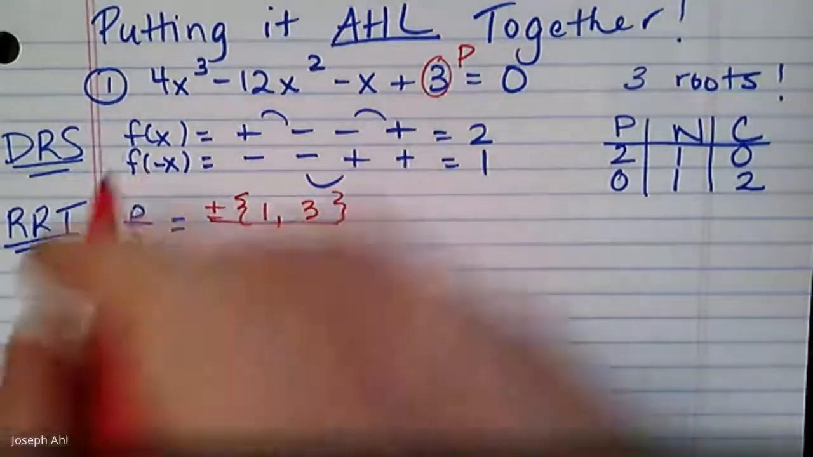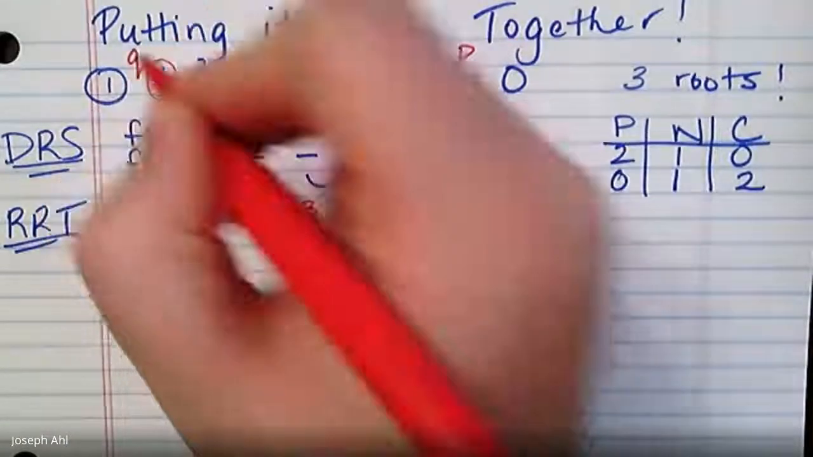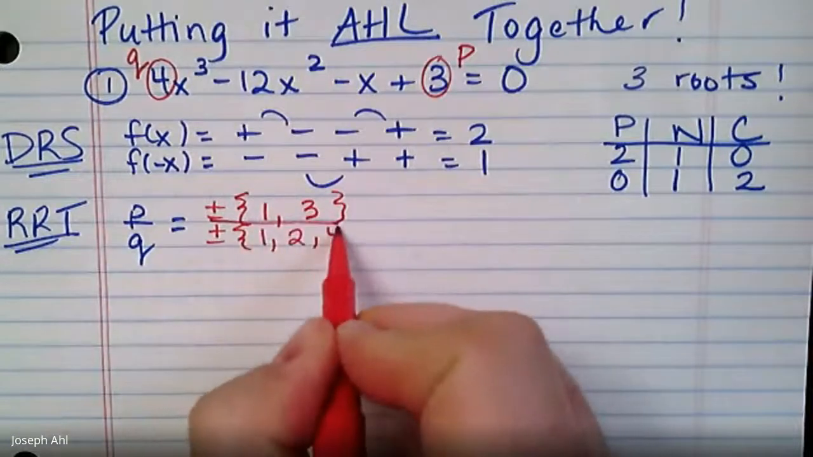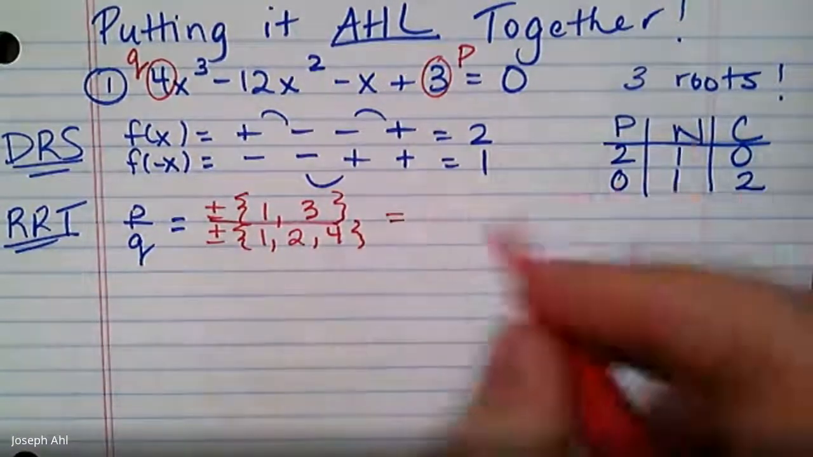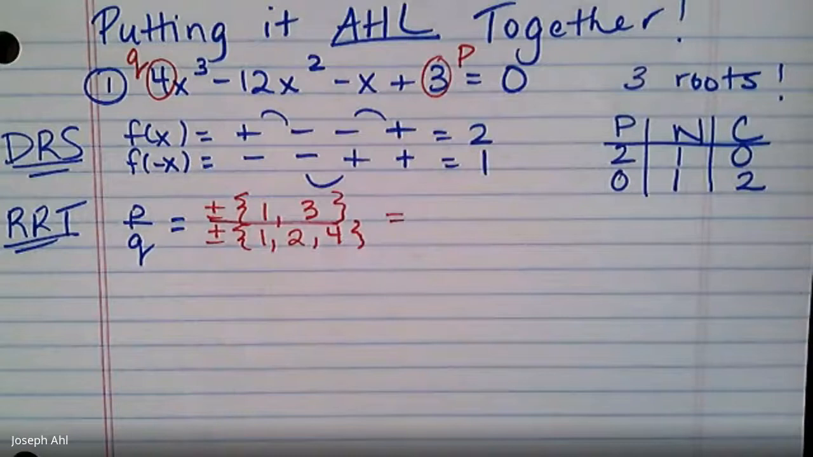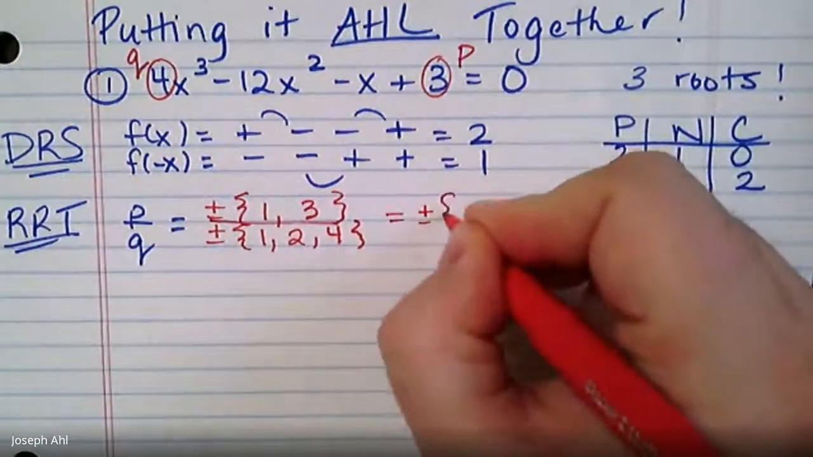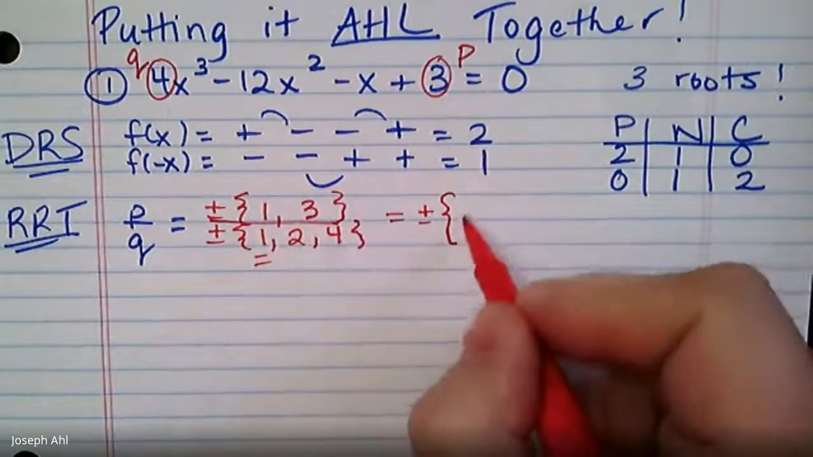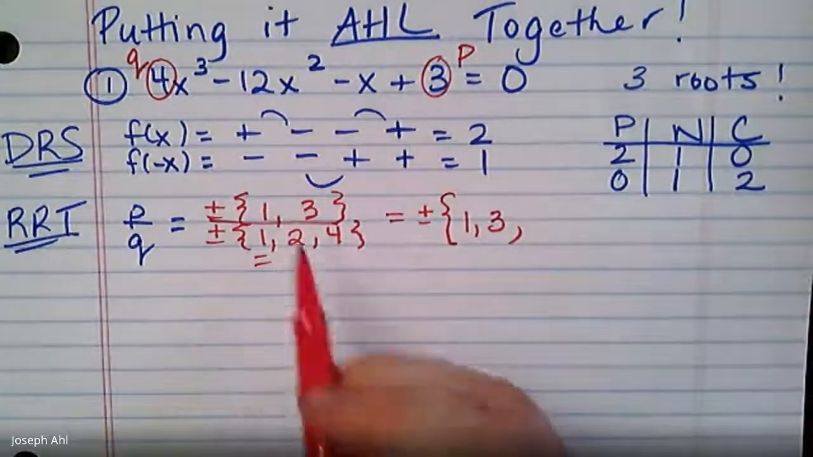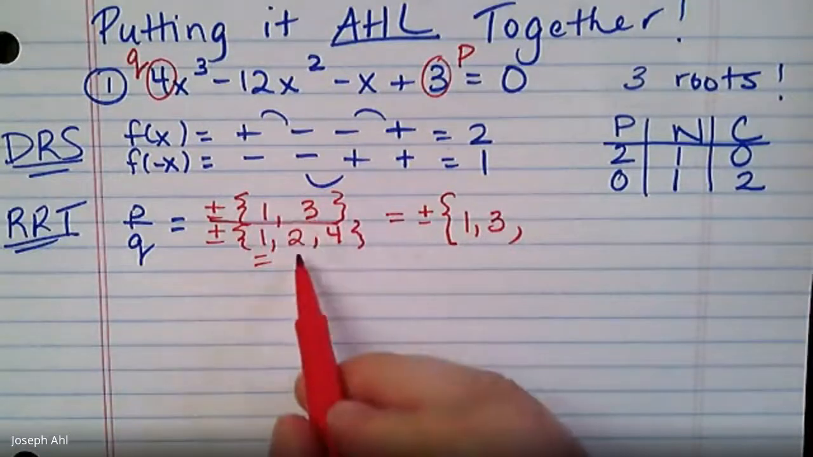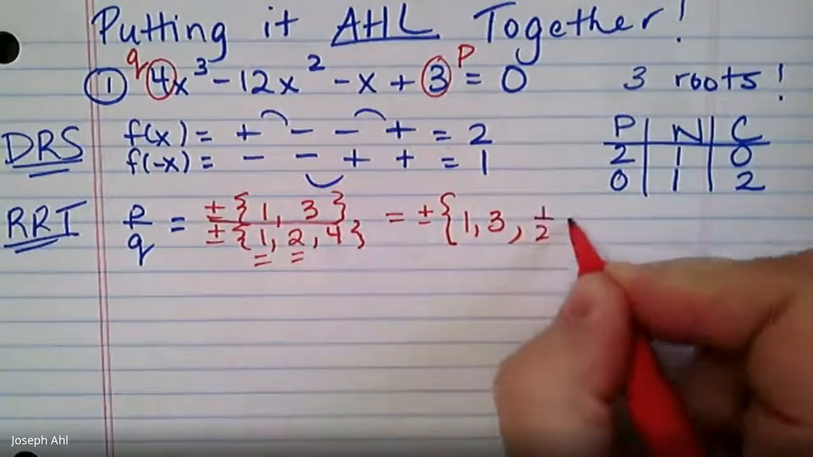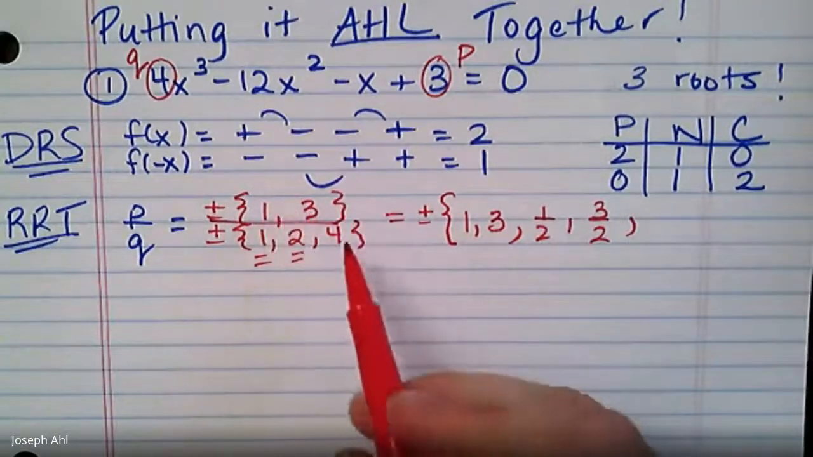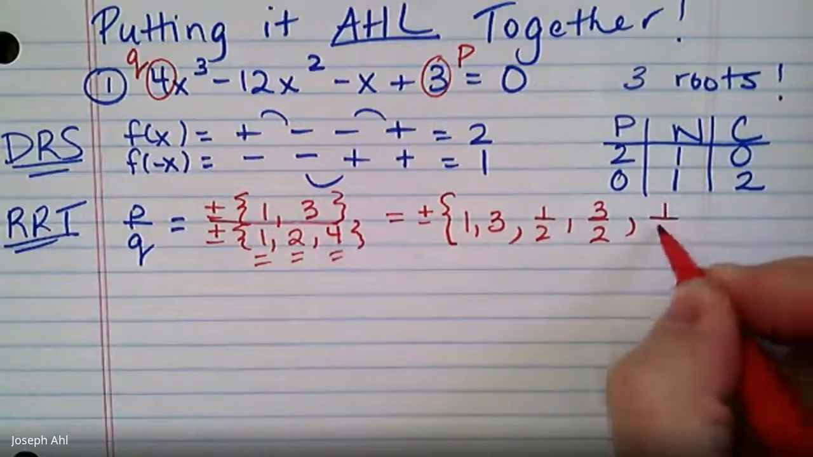Okay, what is q? Q is the lead coefficient right there. So the factors of 4, we did that in the other example, it's plus or minus 1, 2, 4. So to get your list of possible rational roots, it's plus or minus the following. First, take everything on top, divide by 1. So that's just 1 and 3. Then take these numbers on top and next divide by 2. 1/2 and 3/2. And then lastly, take everything on top, divide by 4. So you get 1/4 and 3/4.